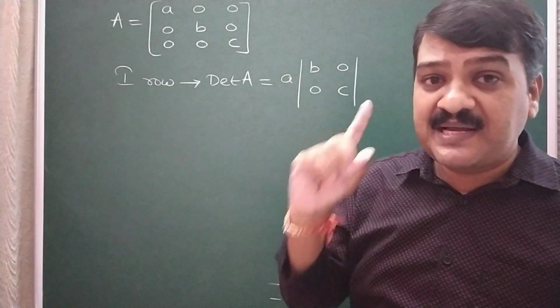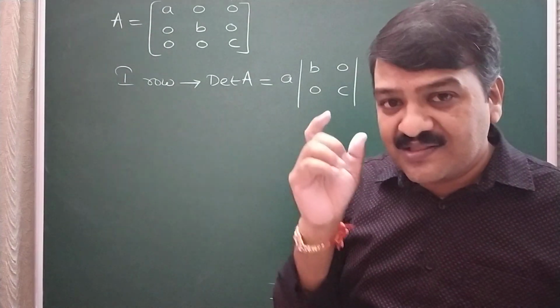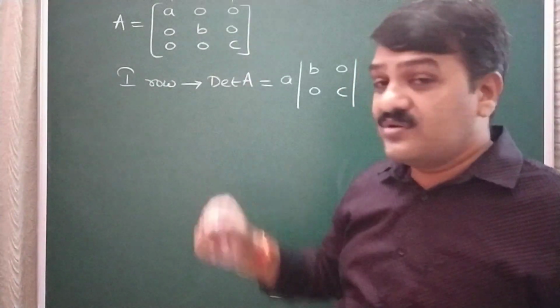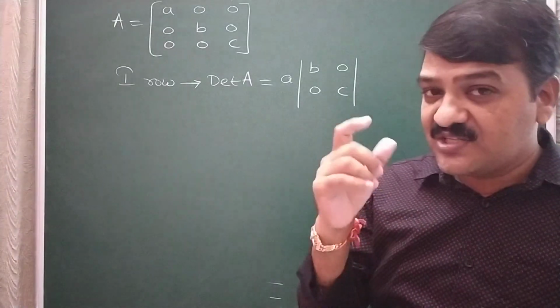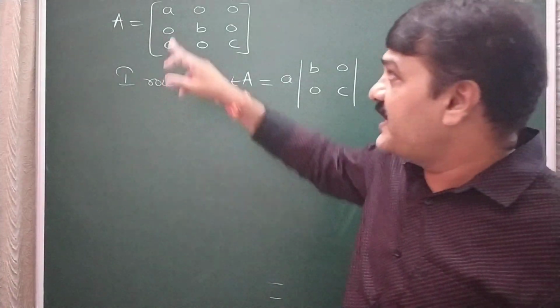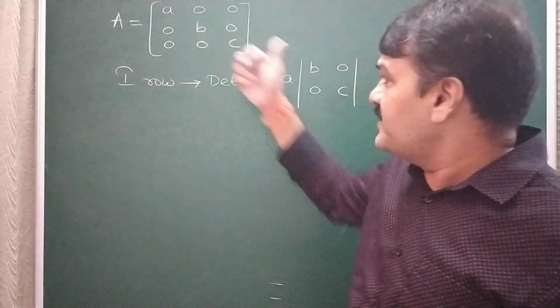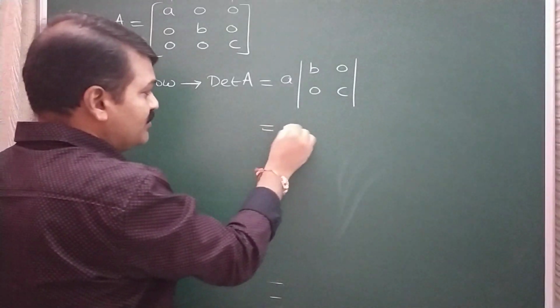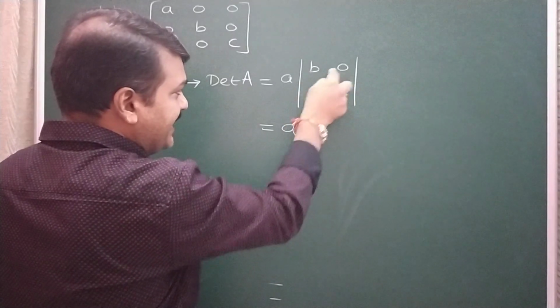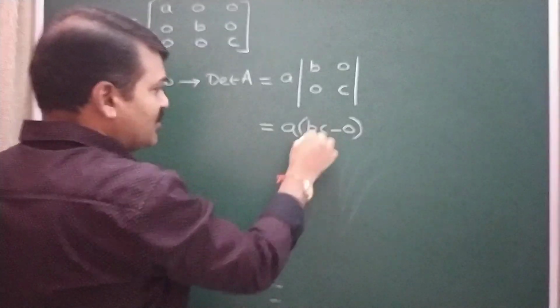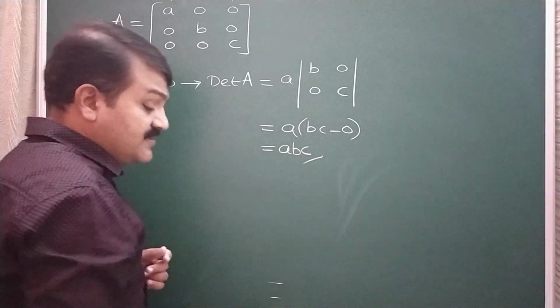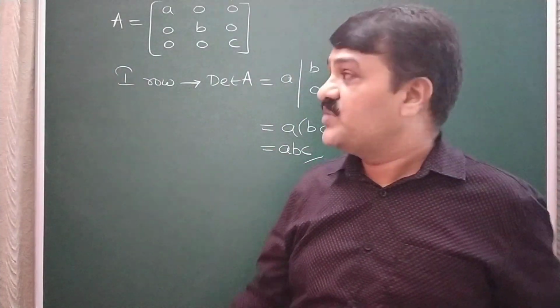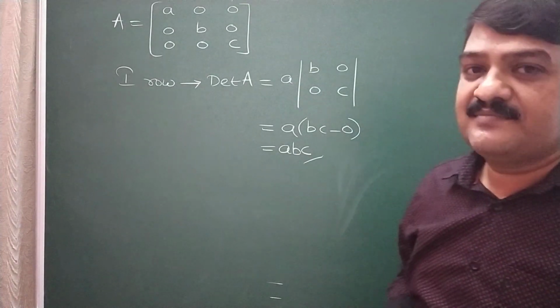If you are expanding the determinant using that row or column which has zeros, it will be easier. If you choose that row or column which has zeros like this, it is easy because we have two zeros here. A into its cofactor, only one step is enough. That is the value of the determinant. So what is the determinant here? A into BC minus 0. So you are getting ABC. So choose that row or column which has zeros. It will be easy.